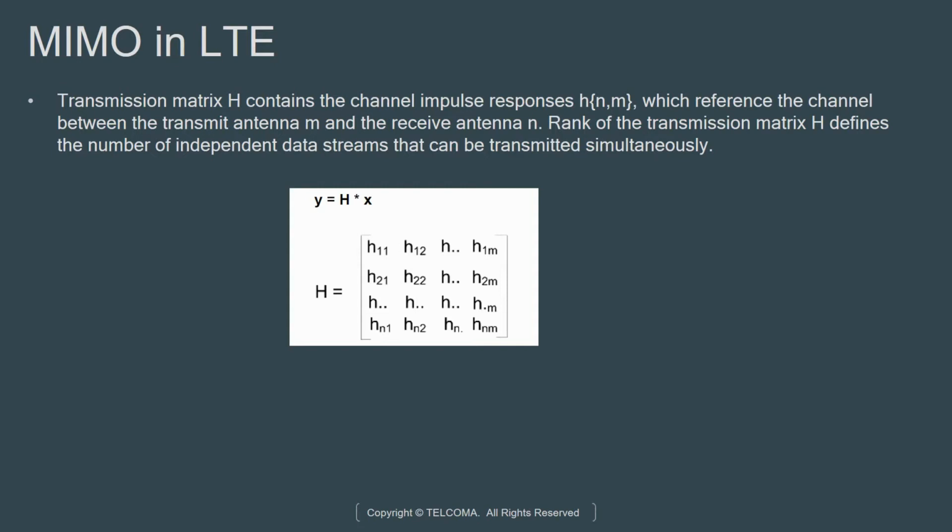This information matrix is derived based on the feedback that the UE gives to the eNode B, or it is also derived in the downlink direction by using the cell specific reference signals that the user is able to decode.